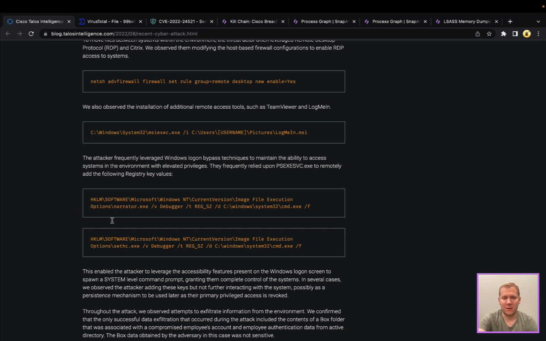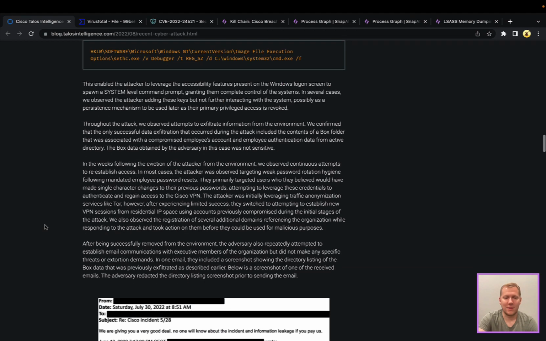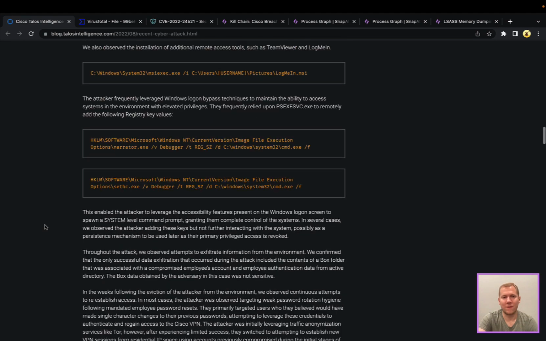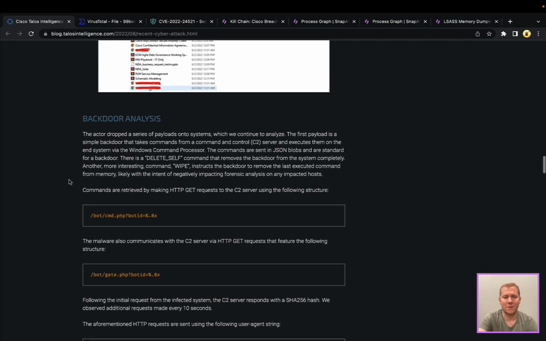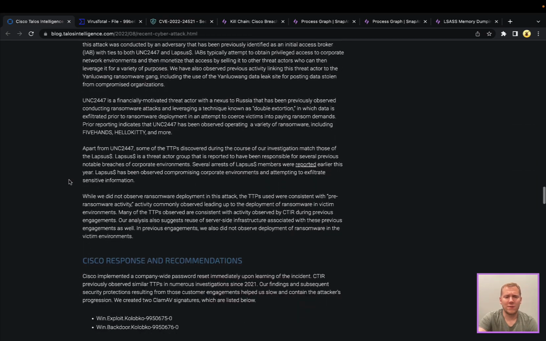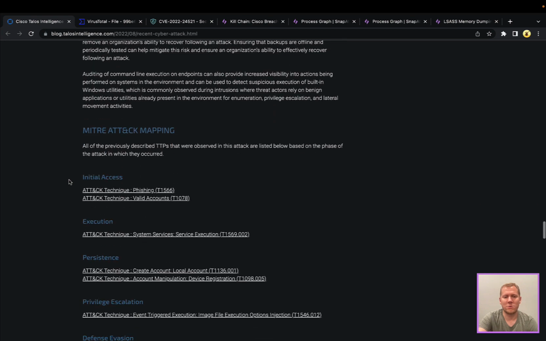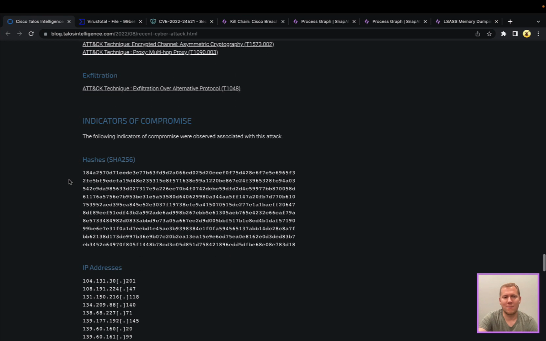Persistence keys, so narrator, sticky keys, again, giving themselves additional persistence mechanisms and backdoors here. Lots of things that as an attacker or as a defender, you could say, yep, this is suspicious. These are things that you could attack and detect on. Some, again, additional really good details about attribution and things, all of our MITRE ATT&CK mapping.